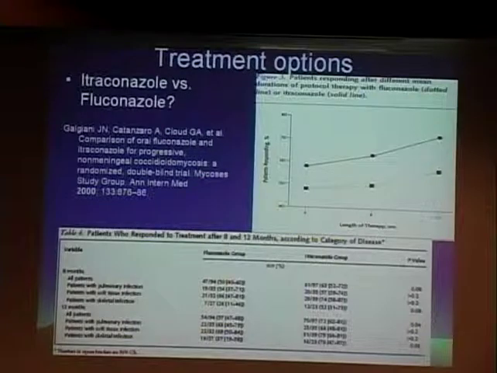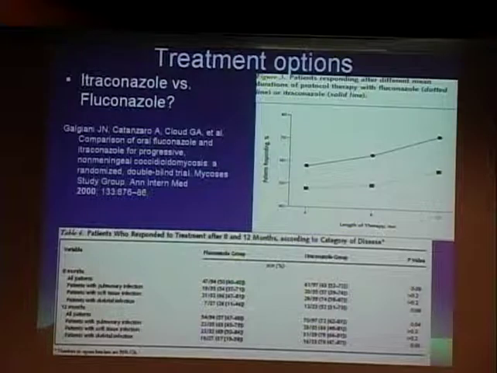Itraconazole seemed to have a higher overall patient response, and patient response was measured by looking at a symptom index score, as well as having some type of response at least at 4 months, and then a 51% or greater response at 8 months. So these are the actual numbers pointing that out.